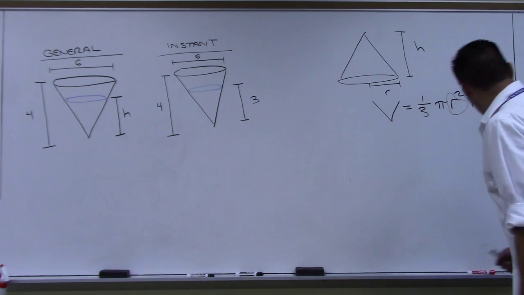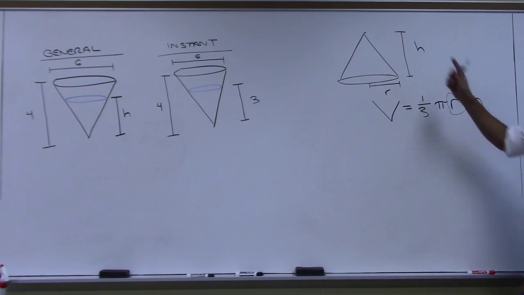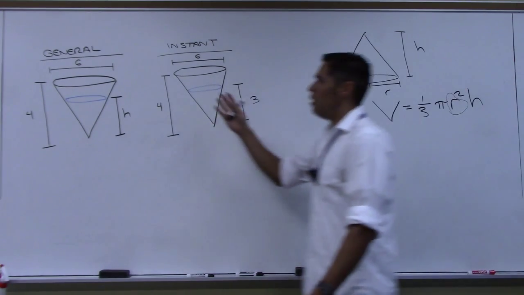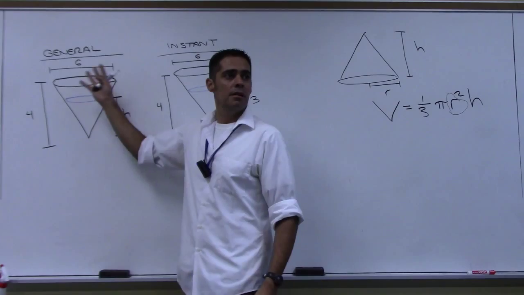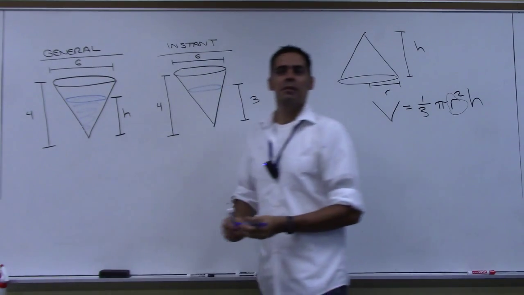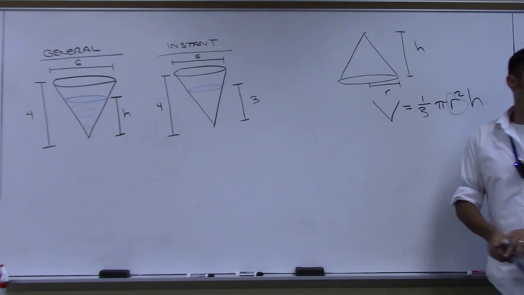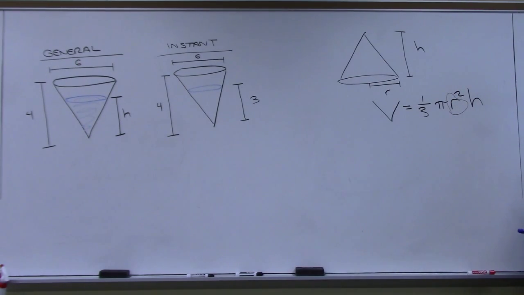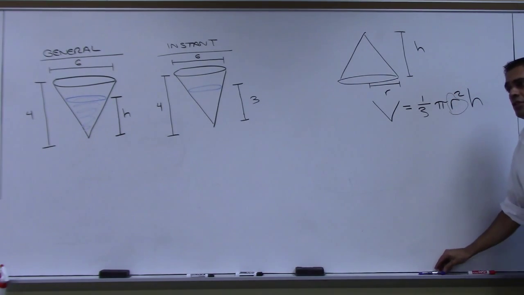Also, I want to point out that when we're looking at this volume formula, we are not looking at the volume of the entire cone, right? We are looking at the volume of the water, right? The volume of the cone is fixed. It's not changing. The volume of the water within the cone is changing.